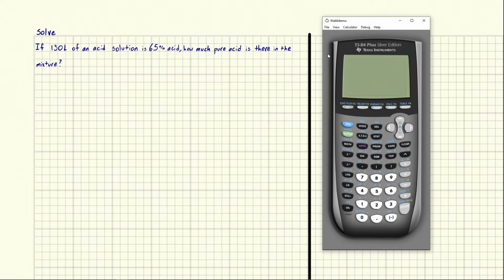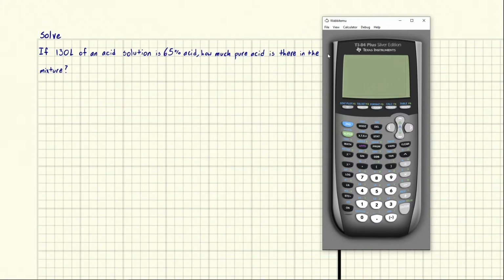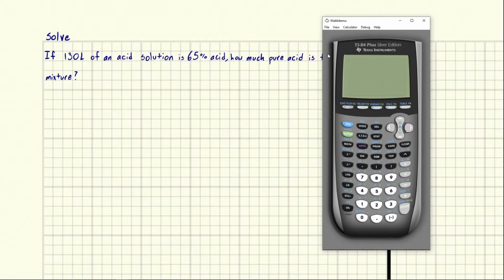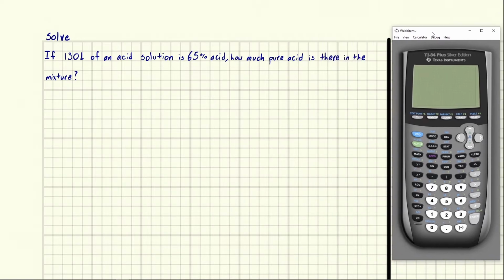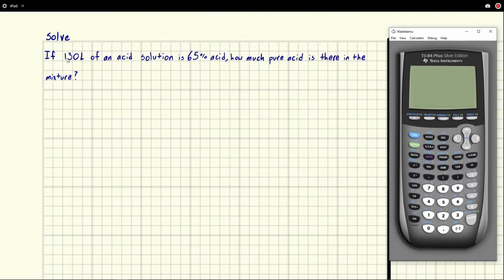the mixture? So I like to start these kinds of questions with easy ones that you can just kind of intuitively know the answer. So let's say, for example, that instead of 130, we had 100 and 50%, or half of the solution was acid. How much of it was pure acid? Well, we would immediately know the answer would be half of this would have to be pure acid. So it would be 50 liters. And so we would say, well, that has to be 50 liters.